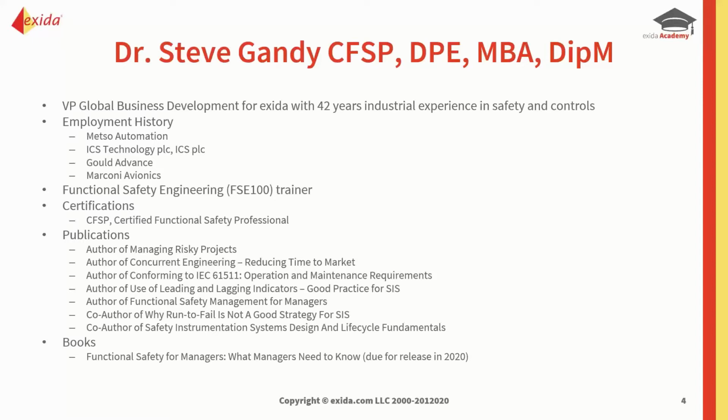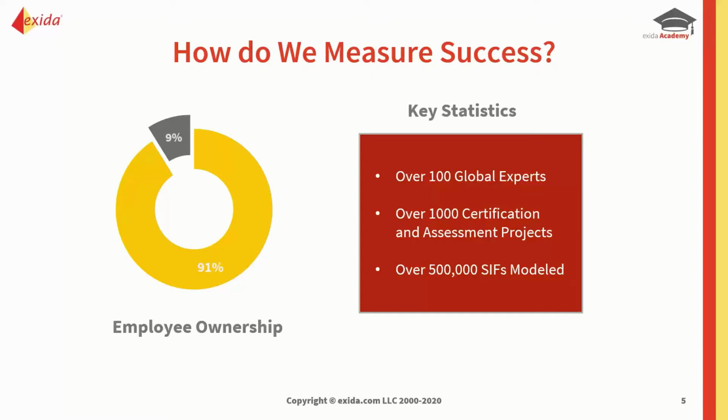How do we measure our success? Well, we've gone from being primarily owned by 2 people to being more or less 95% now owned by employees. And the reason for that is because, of course, the 2 founder members are into retirement age and they want to see the company continue and flourish. And this is why we're becoming more employee owned. We have more than 100 global experts, done more than 1,000 certification assessment projects, and with our Excellencia tool, done more than 500,000 SIFs.